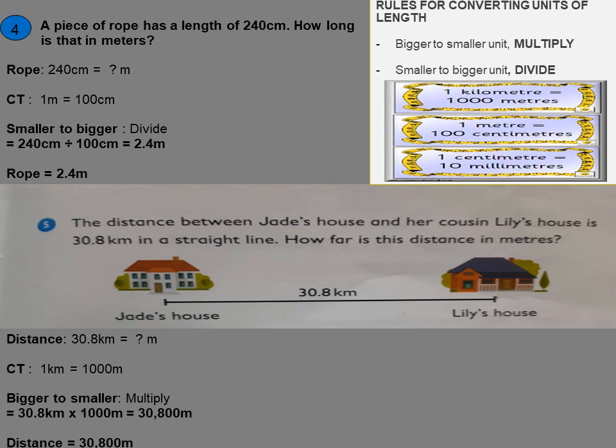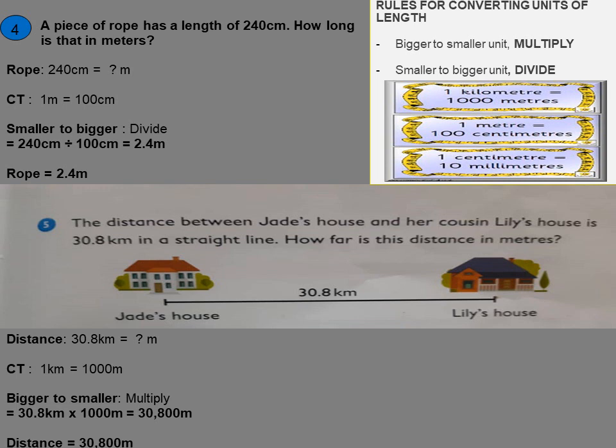Now, what two units of length are we dealing with? Centimeters and meters. Let's look at the conversion table and see where we have centimeters and meters. We have 1 meter equals 100 centimeters. Okay. So, the rope is 240 centimeters. We're converting to meters. That means we're converting from a smaller unit to a bigger unit. What do we do? We divide. So we divide 240 by 100 and we have 2.4 meters. Don't worry, you can use your calculator to do the multiplication and the division.